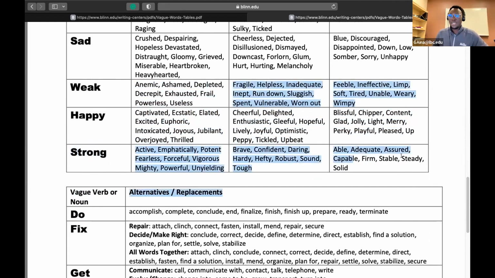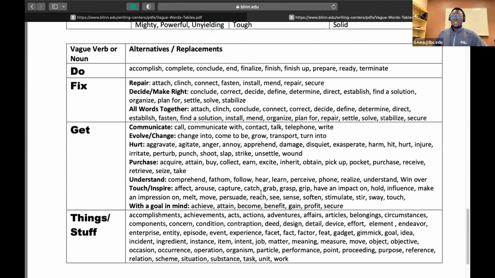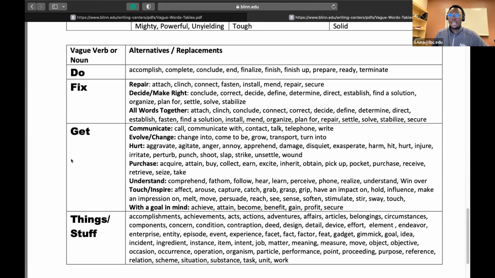Cedric, can you help me with that? He wrote a strong thesis statement. He wrote a robust thesis statement. That's good. Yes, he wrote a robust thesis statement. I like that. Now, the last part is do, right?